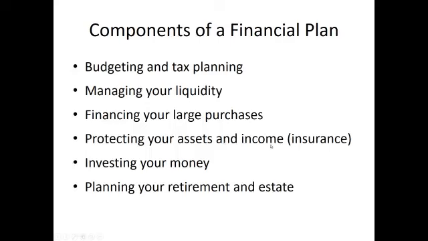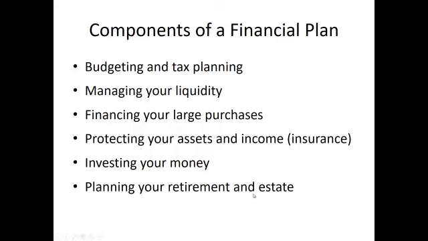Protecting your assets and income, so insurance. That's an interesting topic, and there are certain things that you need insurance for, and then there's life insurance. When you get to be my age, if you still have life insurance, you're not making the smartest decisions from a financial perspective. There comes a point, especially with life insurance, where it's no longer required and it's too expensive to purchase, at least the type that you would want to purchase. Investing your money, we'll talk about that.